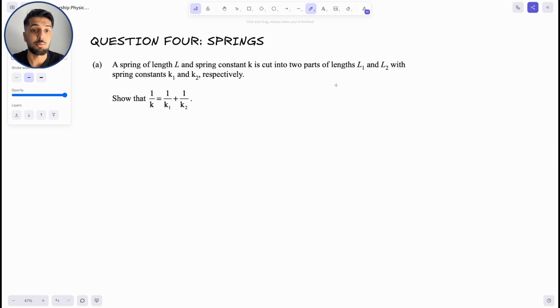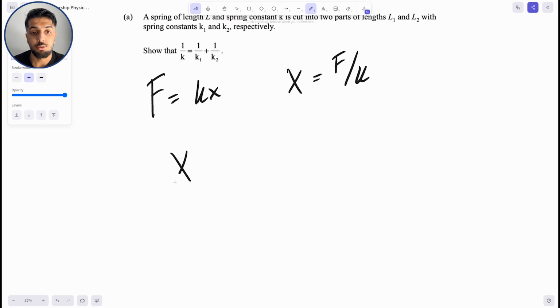Okay, question 4. A spring of length L and a spring constant K is cut into two parts, L1 and L2, with spring constants of K1 and K2 respectively. Show that equation there. Okay, so this scenario is very similar to when we derive the resistance equations for series and parallel, and the equations for capacitance in series and parallel. So we know that F is equal to Kx, right? And therefore X is equal to F over K.